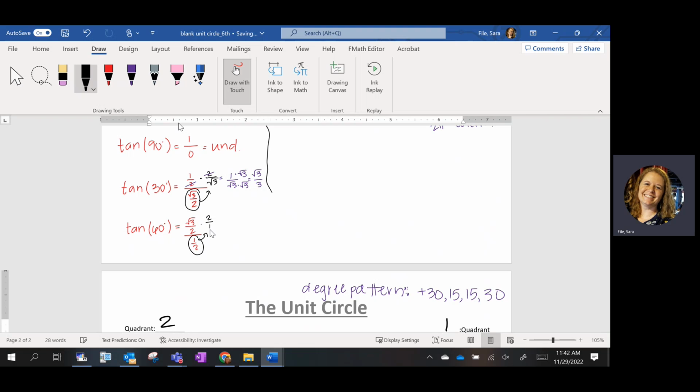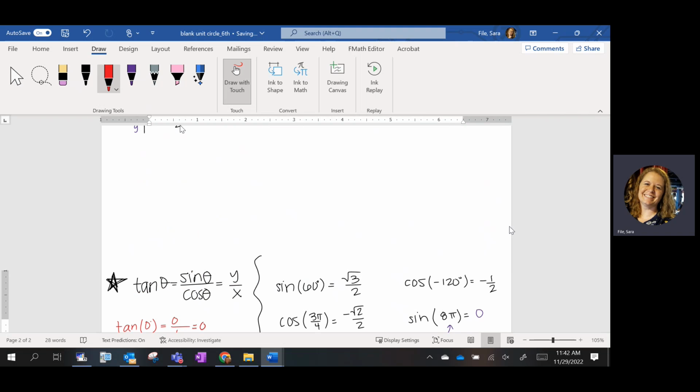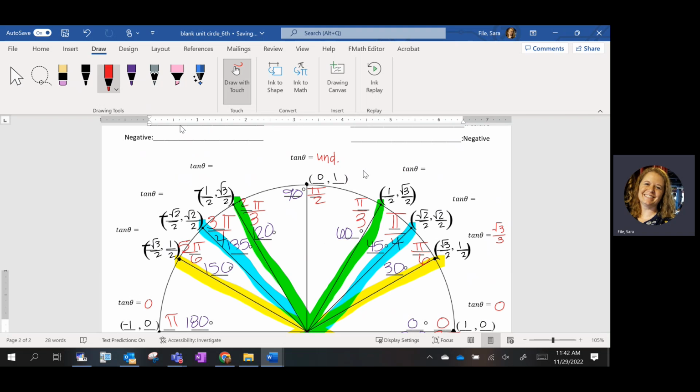If you don't see that right away, we actually flip and multiply and simplify. So we multiply by 2 over 1, and the 2's reduce. And I'm left with root 3 over 1, which I don't have to put over 1 because dividing by 1 doesn't do anything. So it's just root 3. So root 3 and root 3 over 3 are reciprocals of each other. So that's tangent at 60 is just root 3.